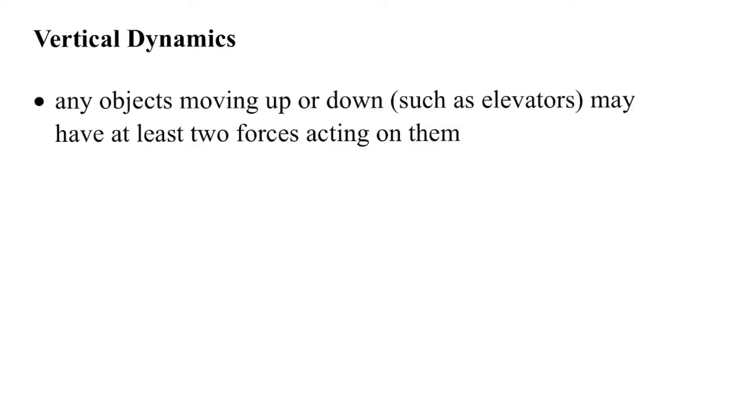Vertical dynamics are basically anything that is moving up or down, okay? And so if it's moving up or down, it has at least two forces acting on it. Well, actually, that's not true. If it's moving down, then it could just be gravity. But if something's moving up, it definitely has two forces working on it. So, what are those two forces?